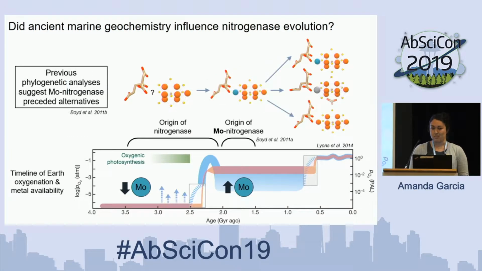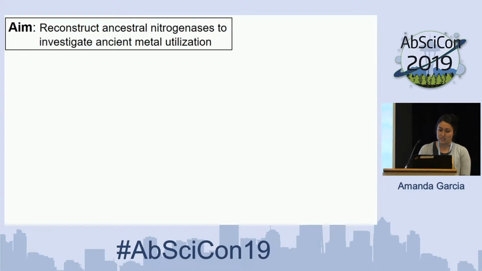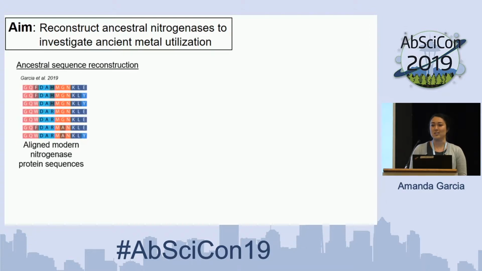Still, more recent phylogenetic analyses have instead suggested that the molybdenum form preceded the evolution of the vanadium and iron forms, and maybe this didn't happen until after the Great Oxidation Event, or somewhere close to it. So we wanted to further explore this history of nitrogenase metal usage, and we wanted to specifically be able to infer the metal dependence of reconstructed ancestral nitrogenase enzymes.